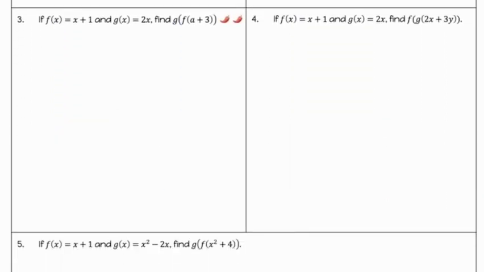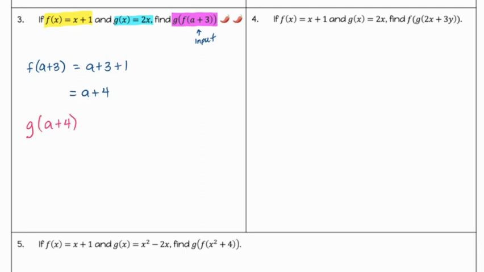So let's try another one. For number 3, what we are doing is we're given two functions again. We have an f function and a g function, and we are doing g composed of f when my input is a plus 3. So starting input. The function I am working with first is my f function. I get an output of a plus 4. That output is now my new input for my next piece, which is g of a plus 4. I'm inputting that into my function's rule. And I end up at 2a plus 8.